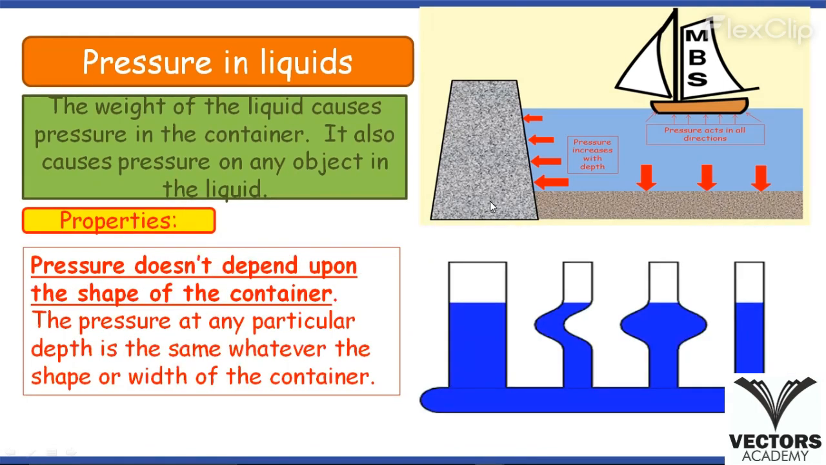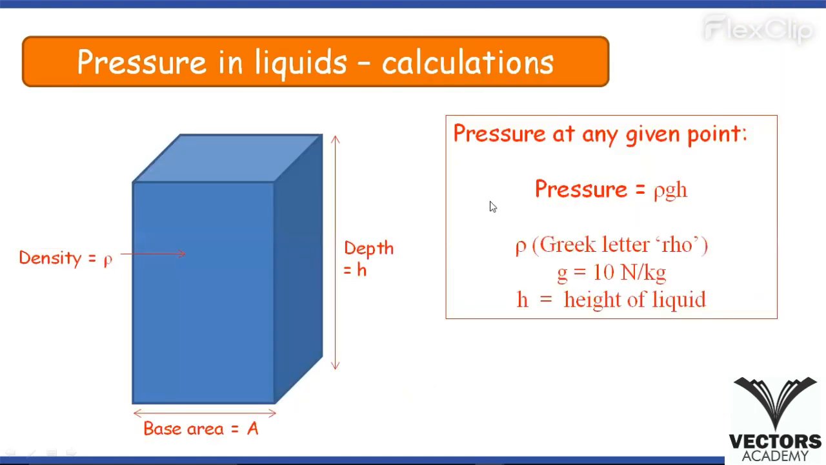Pressure in liquids is purely dependent on the height and the density. It does not depend on the shape of the container. Therefore, for any shape of container, the pressure remains the same at a particular height. Pressure in liquids calculation: pressure at any given point is calculated by density times gravity times height, also written as rho g h.